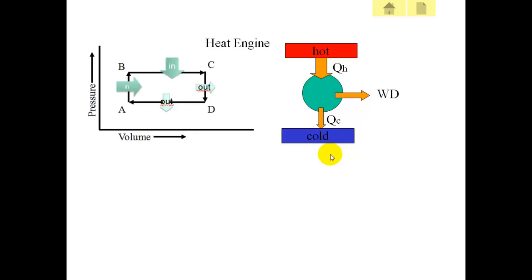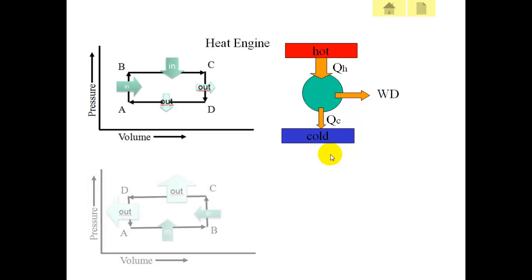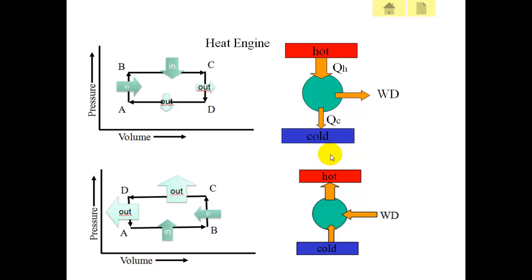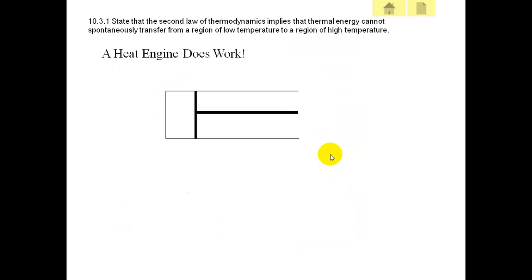And likewise, this is a heat pump. You put in work to make the heat go from one place to another. So we put in work done, because the heat is taken from a cold source and put to a hot source or hot reservoir. Okay, the second law of thermodynamics implies that thermal energy cannot spontaneously transfer from a region of low temperature to a region of high temperature.